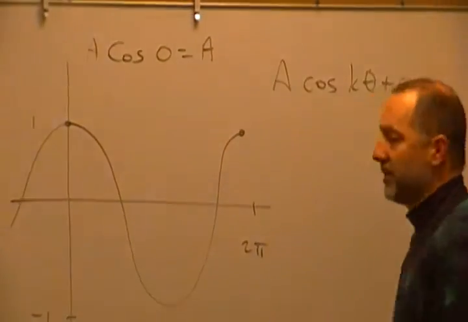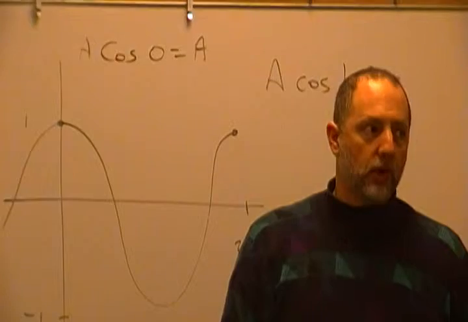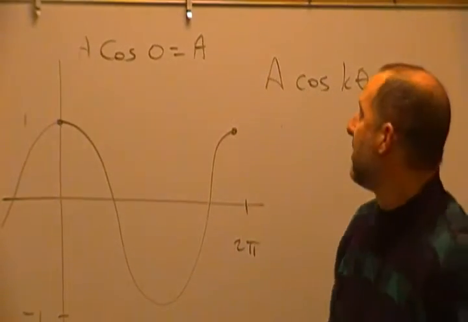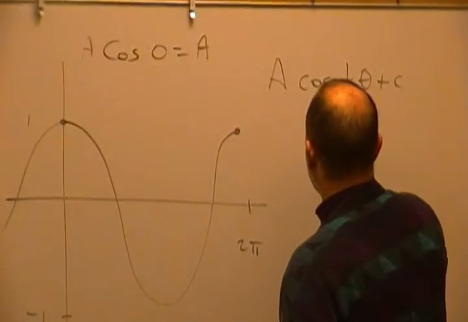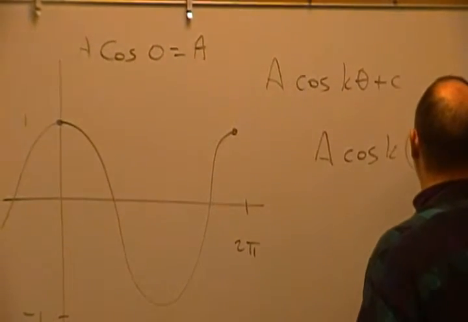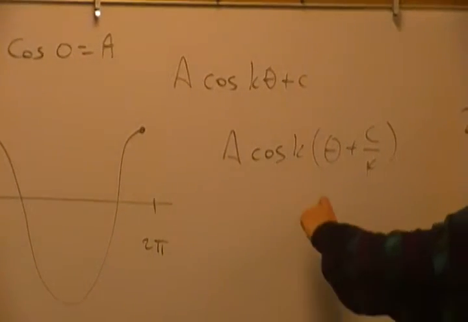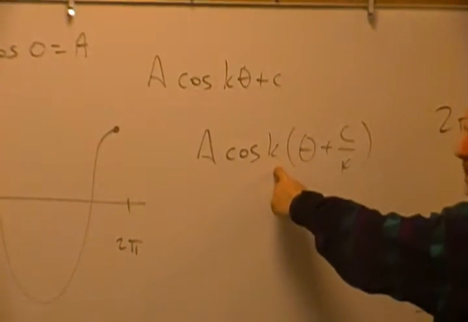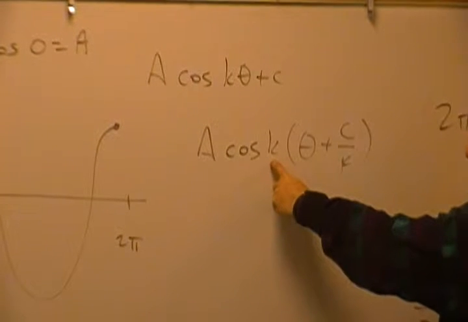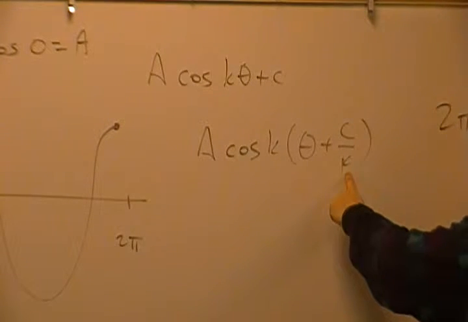Now this is the way the book writes it, and I've mentioned why I don't like this. How would I prefer that you write it? I would prefer that you factor this out and write A cosine of K times (theta plus C over K). Then this is your amplitude. What does this affect? Period. This affects the period. What is this? Phase shift.